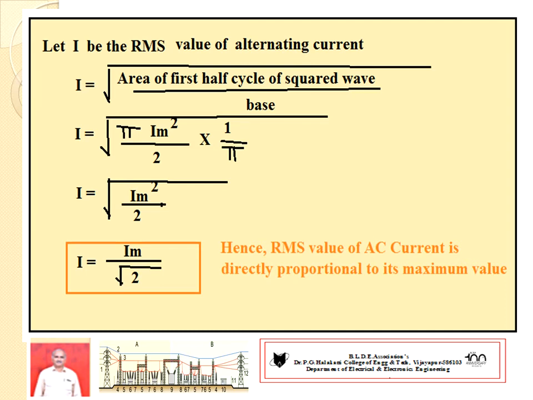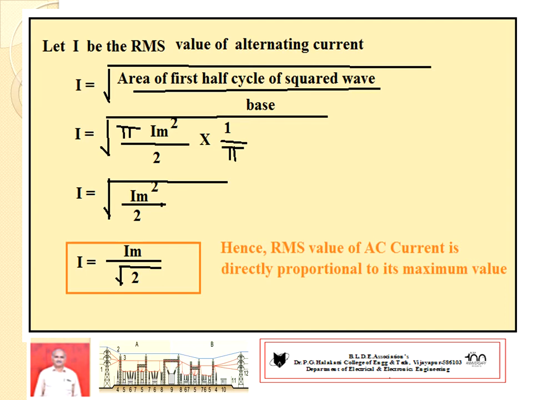Let I be the RMS value of alternating current. Capital I be the RMS value of alternating current. Now I am considering half cycle, therefore base equal to 0 to pi, that is pi minus 0. I have to consider pi.